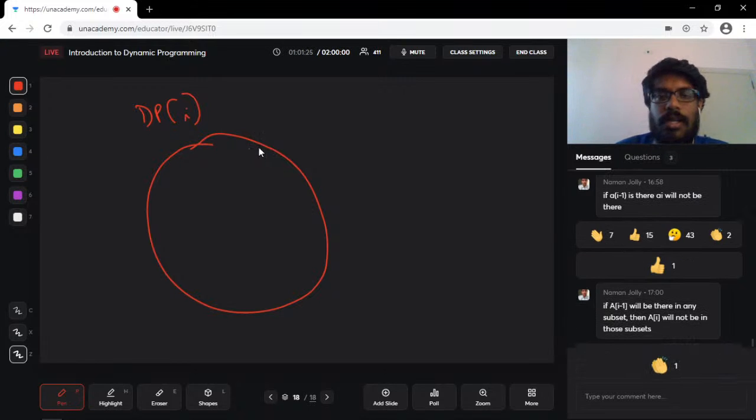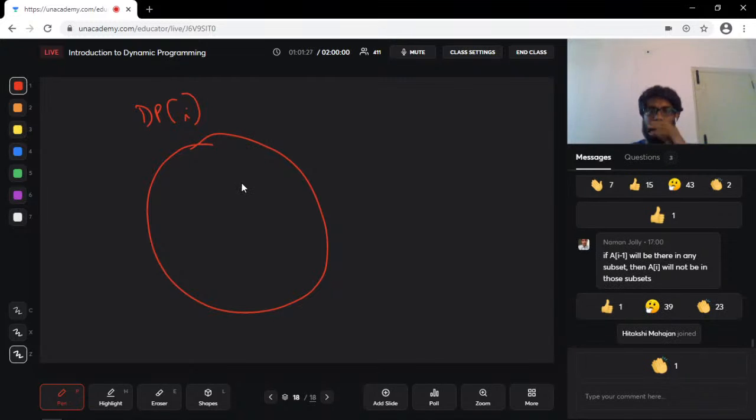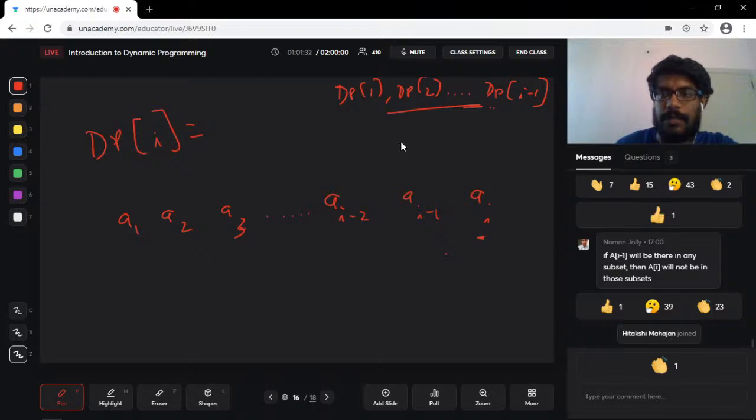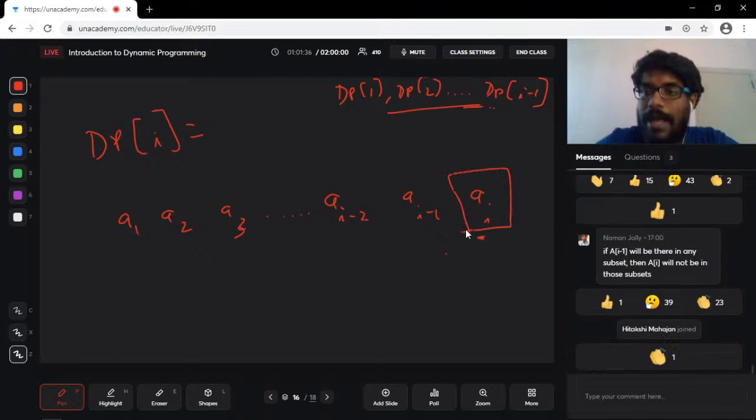So why does this help us? It helps us in getting to this part, right? Now let's go back and ask what we did with ai. We decided that either I'm going to pick ai or I'm not going to pick ai. My valid subset can either have ai or it cannot have ai. It's an obvious dichotomy, right? A set can have ai or it can't have ai.